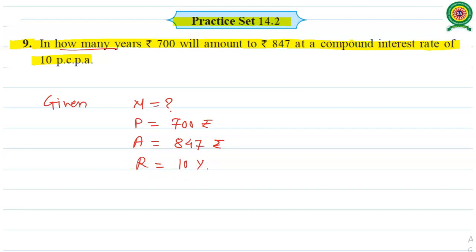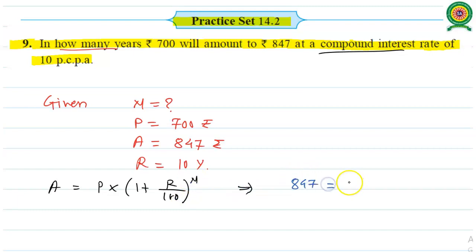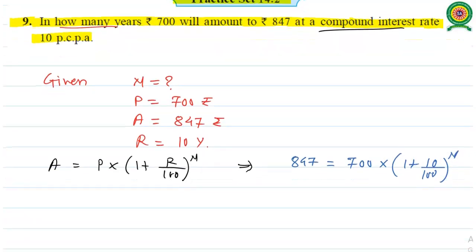10% per annum. Since it is compounded annually, we have A equals P into 1 plus R divided by 100, whole to the power N. Value of A given is 847, that is equal to the value of P, 700, into 1 plus R value now 10 divided by 100, whole to the power N. Now to evaluate the value of N, we are shifting 700 from RHS to LHS.